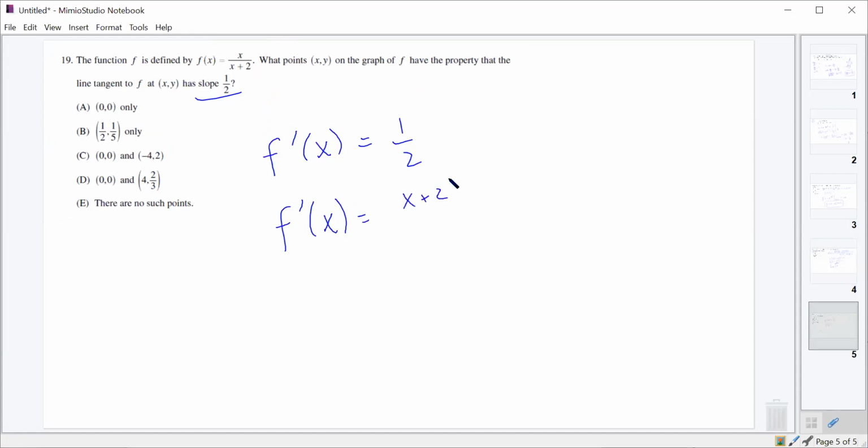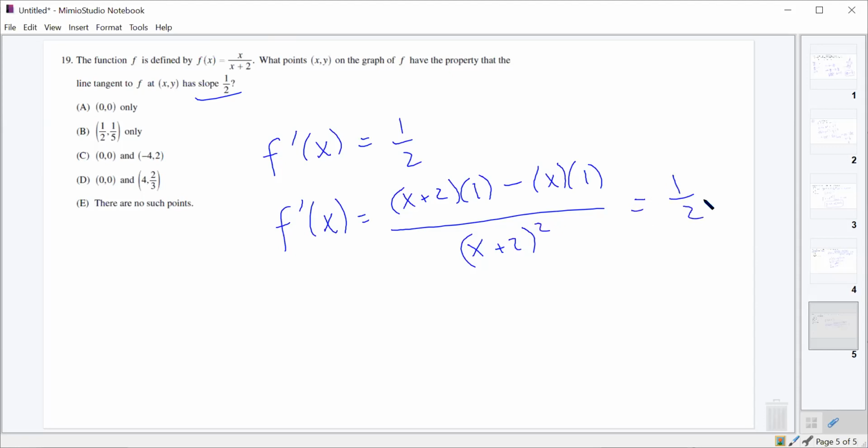So denominator, derivative of numerator, minus numerator, derivative of denominator, over denominator squared. We want that to be 1/2. Let's simplify that out to begin with. So x plus 2 minus x is just going to give us a 2 up in the numerator. So we've got 2 over x plus 2 squared equals 1/2.